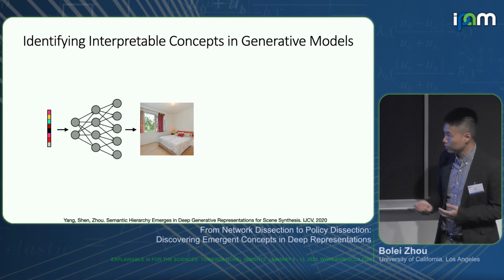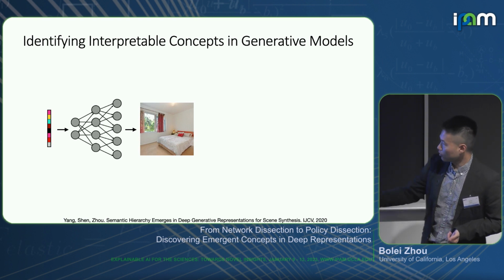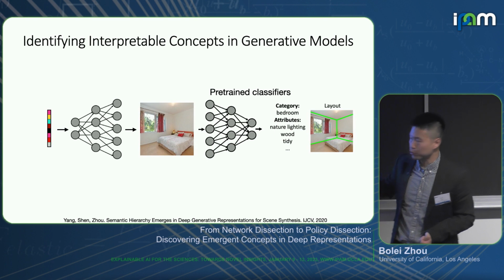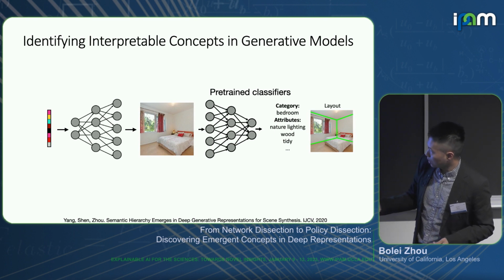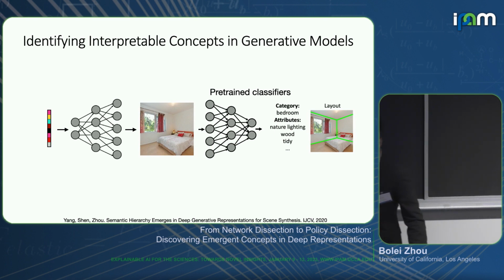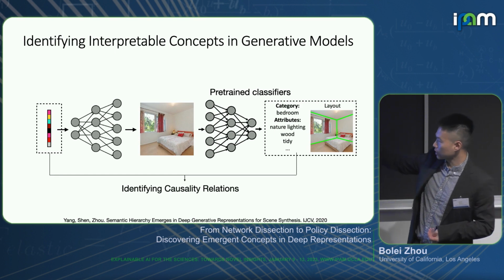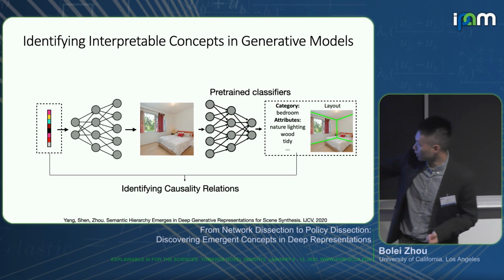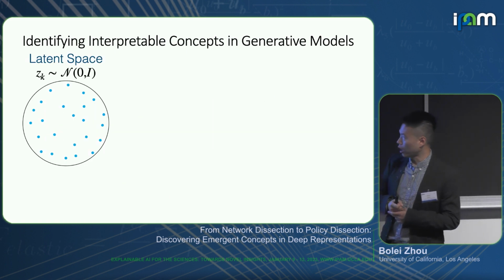So with my students, we looked into the problem. We also follow a data-driven approach: given these pre-trained representations, we can collect a lot of pre-trained classifiers. In computer vision, we develop all kinds of classifiers. Given a synthesized image, we can predict the categories, the scene attributes, or even the layout structure of the output image. Then we can take these outputs, go back to the inputs, and identify the causal relations between the latent code and the output attribute space. That's how our framework works.